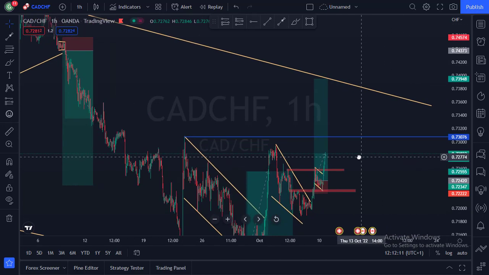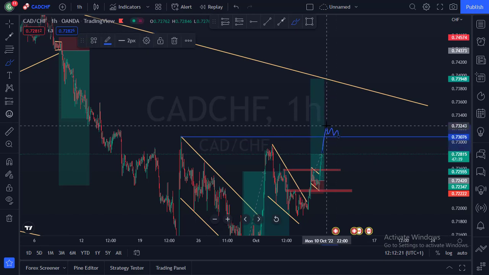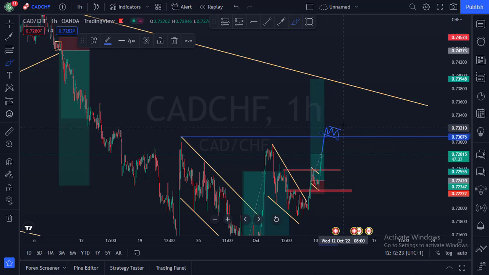So what am I looking at now? If price breaks this structure impulsively, breaks out of here impulsively and forms a correction, then I'll keep holding this trade. Probably look for a scaling entry here.